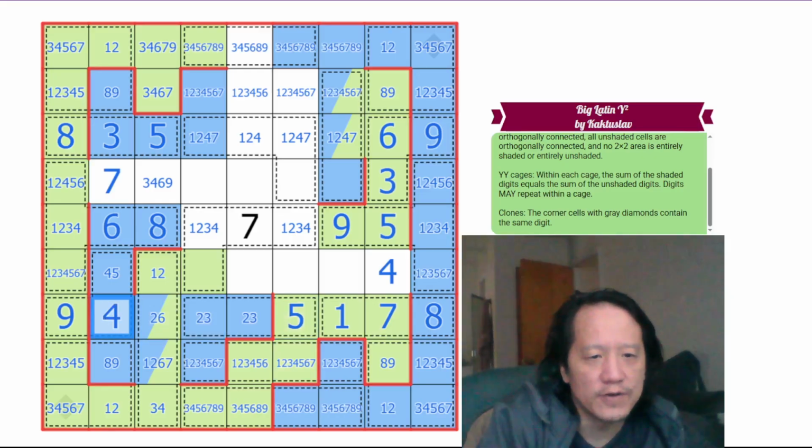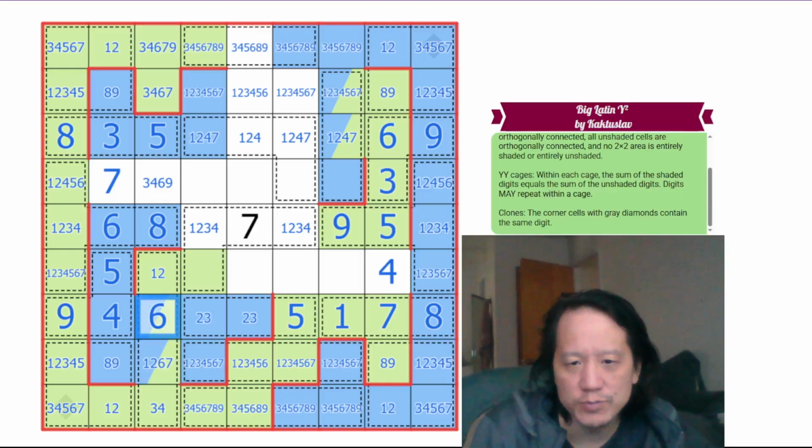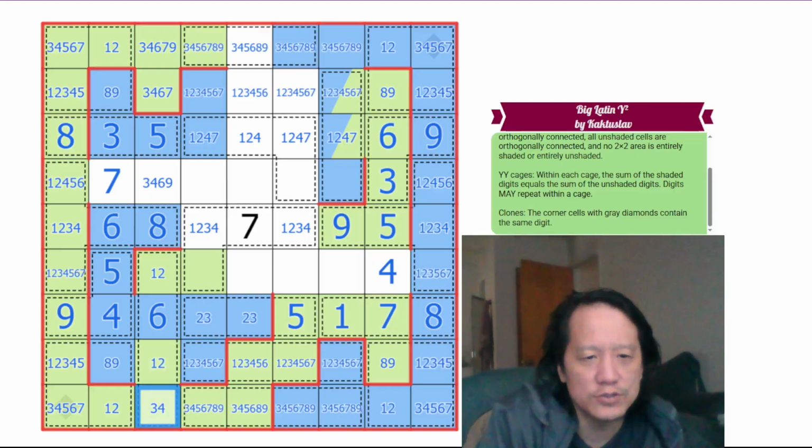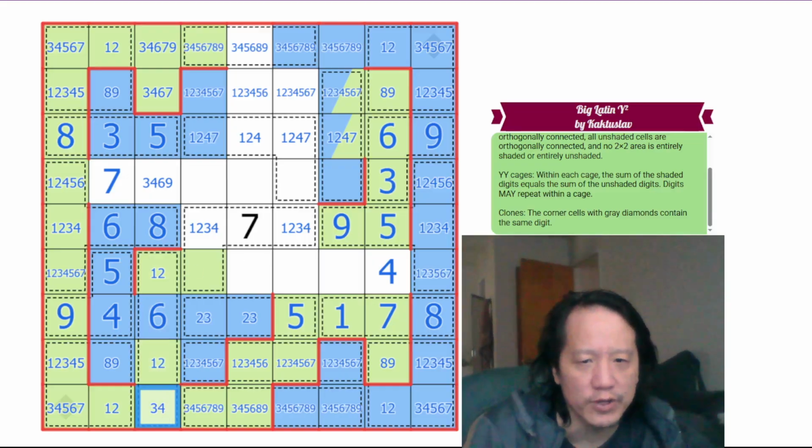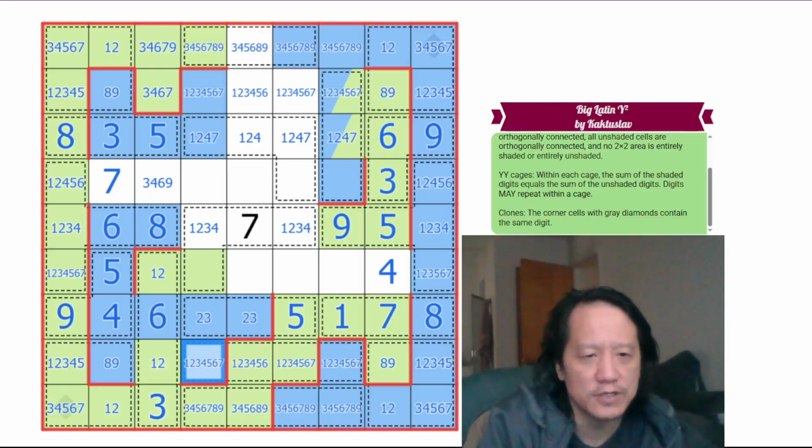Which means this can't be 5. That's 4. That's 5. This can't be 2. This is the 6, which means it's the blue. So this cannot be blue. It's green. And this is 1 or 2. So 1, 2, and 3 add up to 6. So this is 3. That eliminates 3 from the rest.